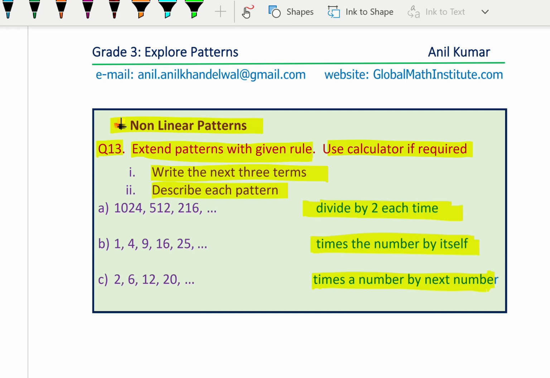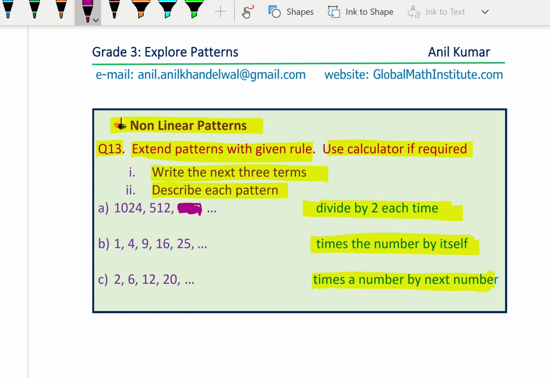So the very first one here is 1024, that number, a big number. And then we have 512, 216, and the rule is divide by 2 each time. So pick up a calculator, punch in the number 216, divide by 2, and see what you get. Well, I think the number 216 itself is wrong in the first place. Okay, sorry. This is the wrong number, so I'm deleting this number from here.